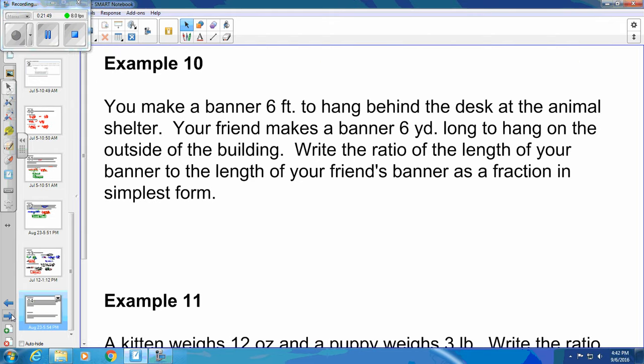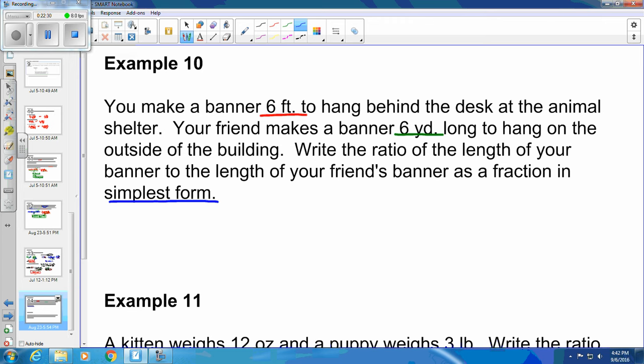So on to our last slide. You make a banner 6 feet to hang behind the desk at the animal shelter. Your friend makes the banner 6 yards long to hang on the outside of the building. Write the ratio of the length of your banner to the length of your friend's banner as a fraction in simplest form. So we've got a lot going on here. We have 6 feet. We have 6 yards. We want to write it as a ratio, as a fraction, in simplest form.